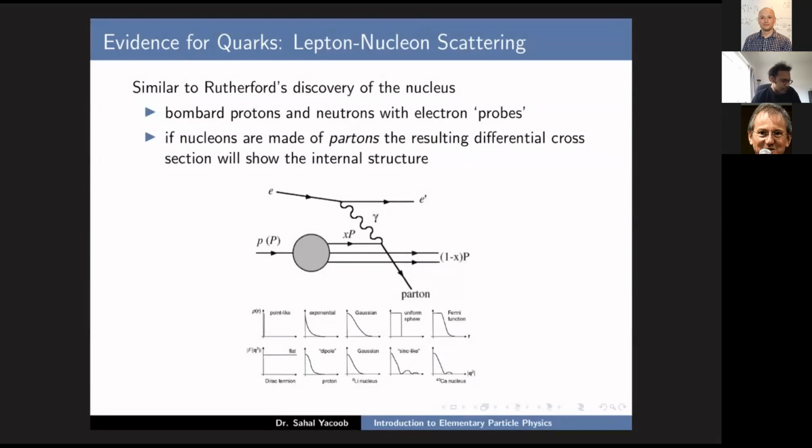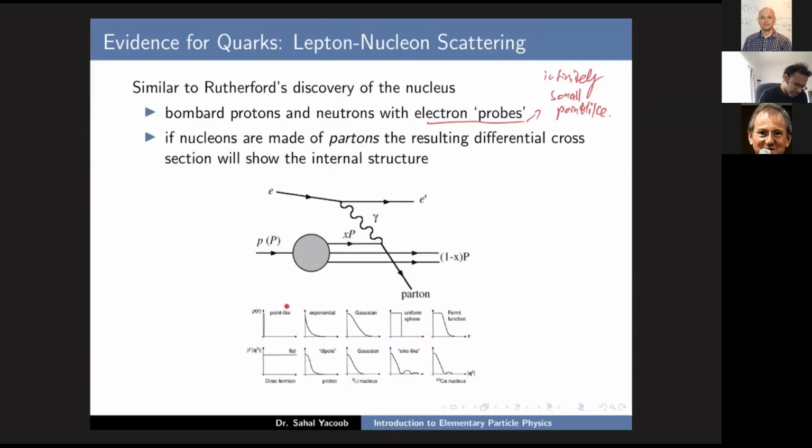And this is because of scattering experiments like Rutherford did. We bombard protons and neutrons with electron probes. We're very confident that electrons are infinitely small, point-like particles with no internal structure. So any structure we see comes from the structure inside the proton.